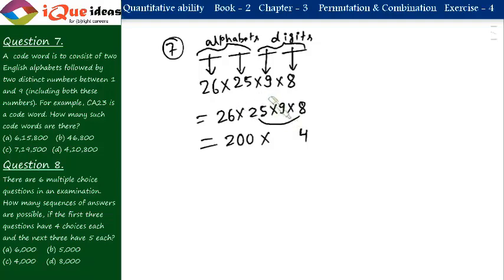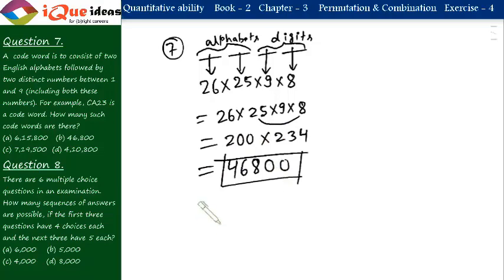9 2s is 18. Alright, so 9 6s are 54, 5 carry, 18 plus 5 is 23. So we have 23. So 200 into 234. So if you multiply, it will be 46800. Right? This is the answer of this question.